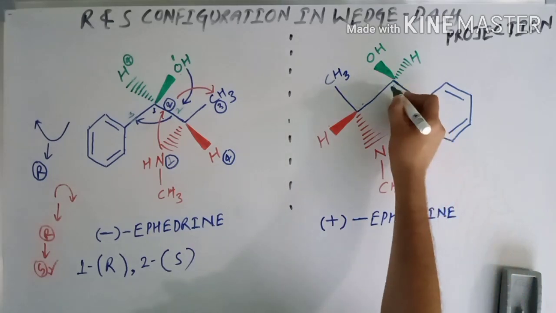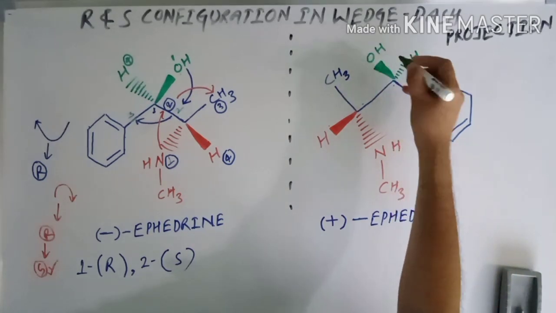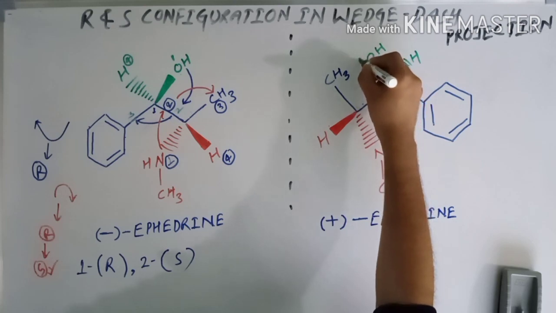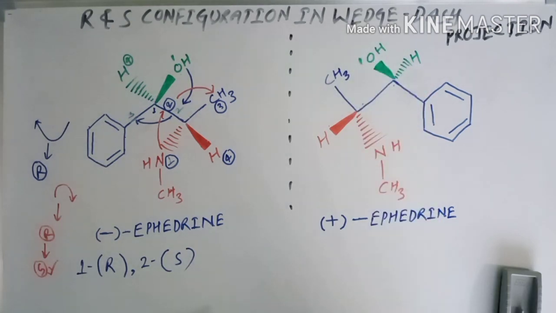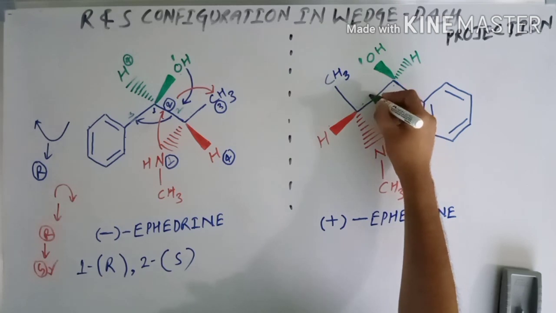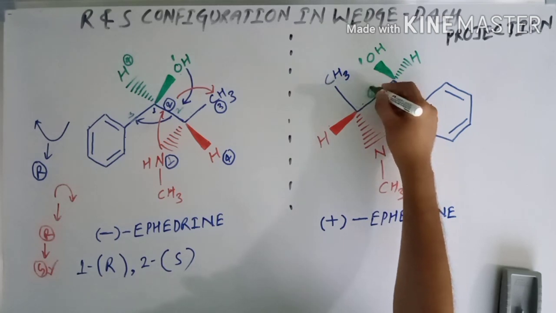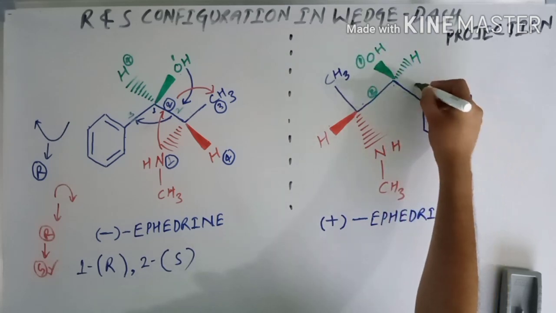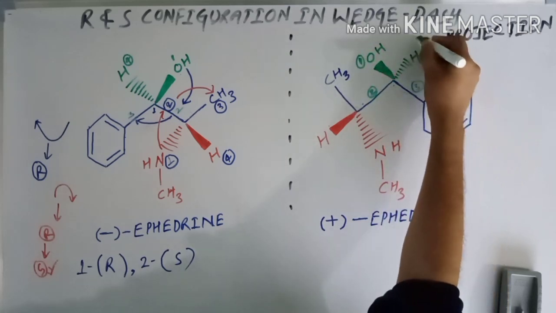Now we will move on to the second enantiomer. Here also this is the first carbon. Again here the same rule. First priority goes to this hydroxyl group. Second priority goes to this carbon. This is first, this is second. Third goes to this, and fourth goes to this.